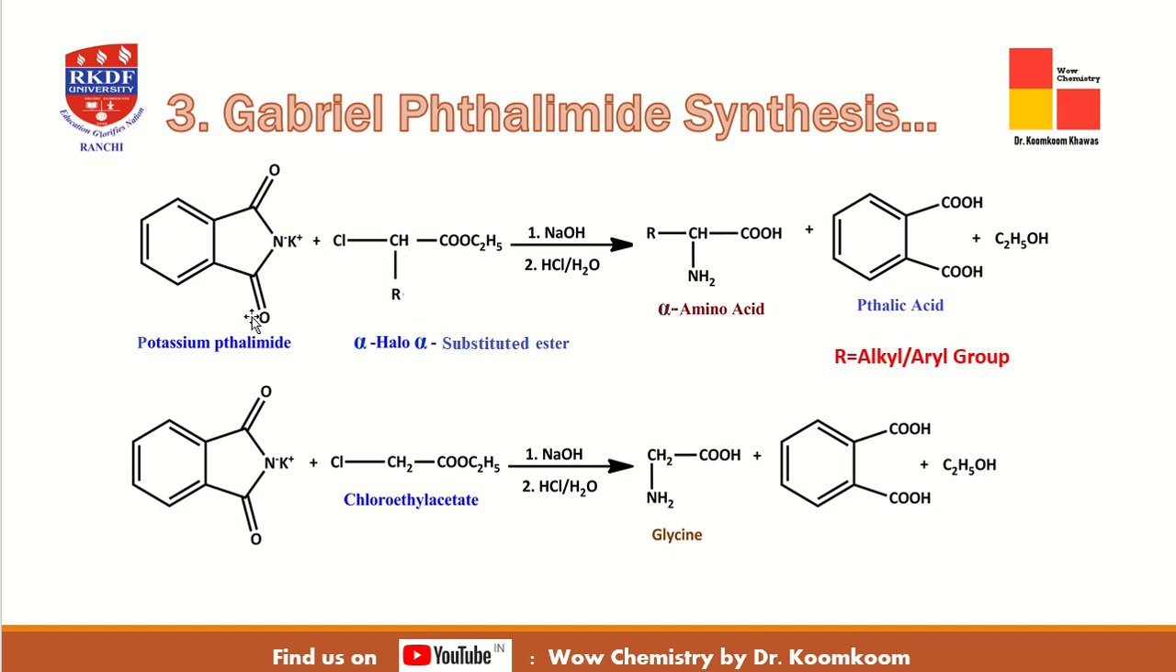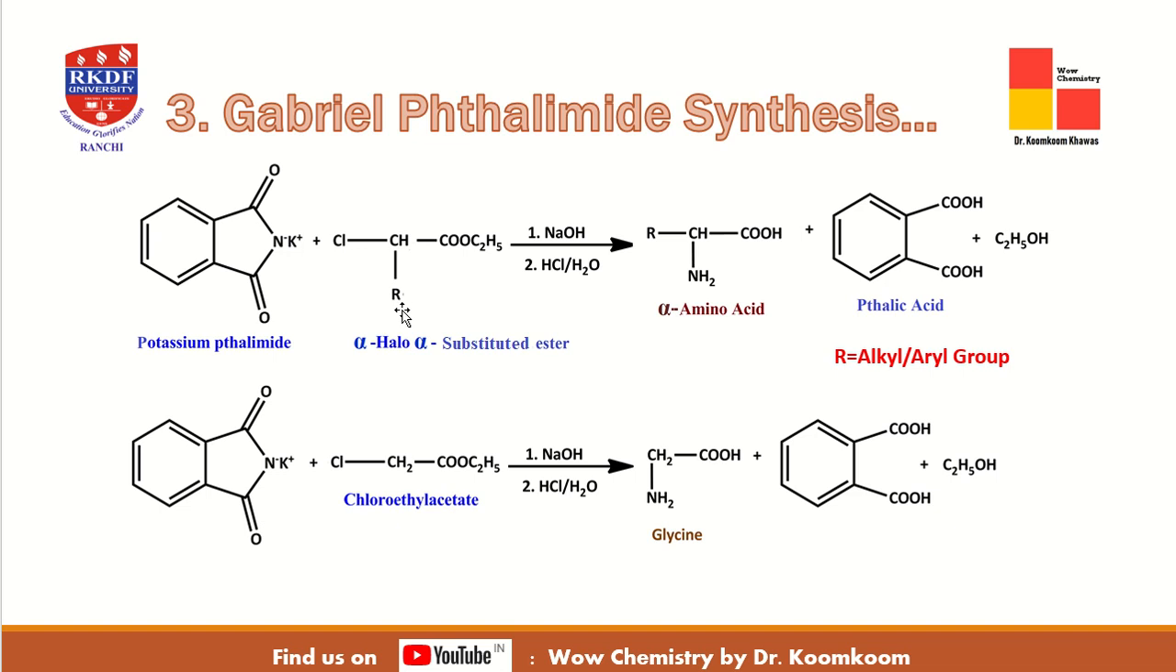So this potassium phthalimide is formed by the reaction of phthalimide with a strong base like potassium hydroxide in this case. In phthalimide, the hydrogen is very much acidic in nature due to the presence of two carbonyl groups adjacent to it. Phthalimide is the imide derivative of phthalic anhydride. So the reaction of potassium phthalimide and alpha halo alpha substituted ester will give the alpha amino acid with phthalic acid and ethanol as the side product.